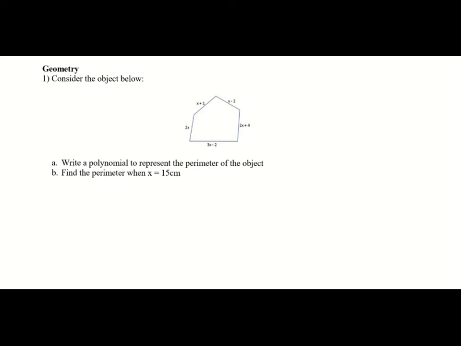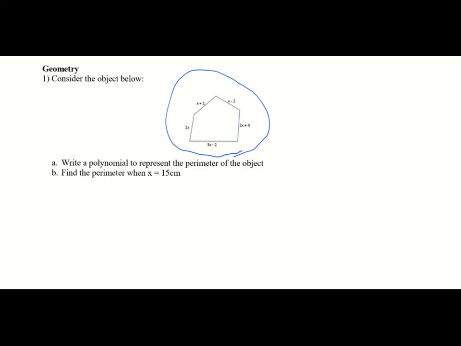Okay, now we are going to move into some geometry problems with polynomials. And the first problem says to consider the object below. So we have our pentagon here. It's a five-sided figure. And it says, write a polynomial to represent the perimeter of the object, and then find the perimeter when x equals 15.